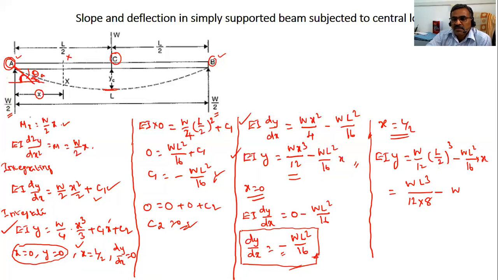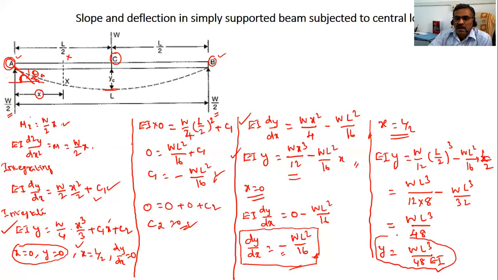Here you have to substitute the value of x, which is L by 2. Then wL cube divided by 16 into 2, 32. So if you find the value, y is equal to wL cube divided by 48 EI. So this will be the maximum deflection equation. If you want to find slope and deflection at any point, you use these two equations by substituting the value of x. For the maximum slope, use this equation; for maximum deflection, this equation. So this is about slope and deflection of a simply supported beam subjected to point load.